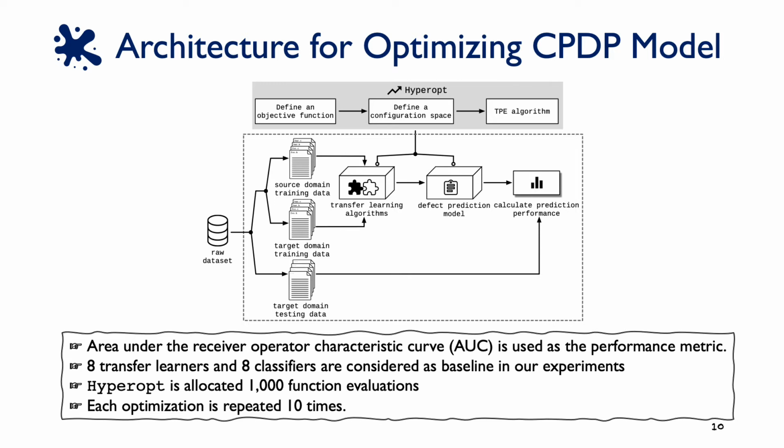Here we use AUC as the performance metric. 8 transfer learners and 8 classifiers are considered as the baseline of our experiments. Since model training is usually computationally expensive, we assume that the computational budget is limited to 100 or 1,000 function evaluations, which means that for a particular parameter, we will train the model like 1,000 times. Each optimization is repeated 10 times.